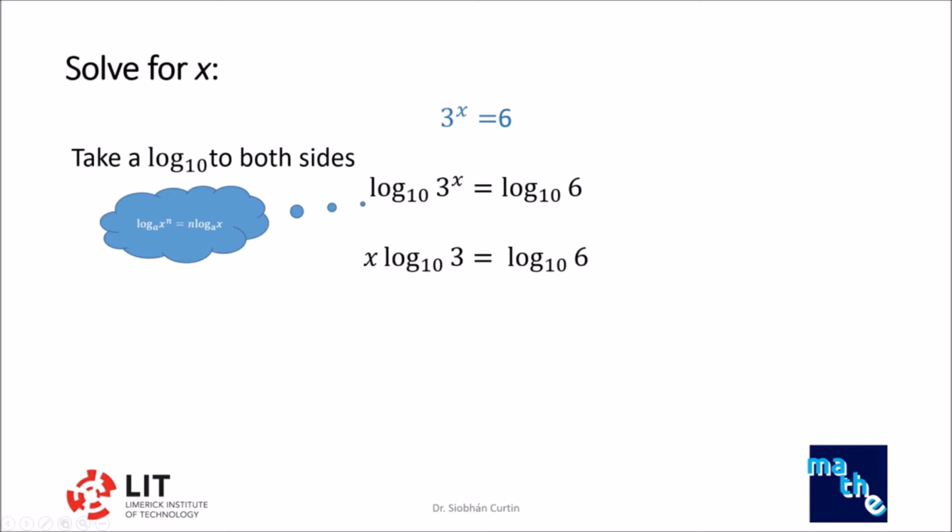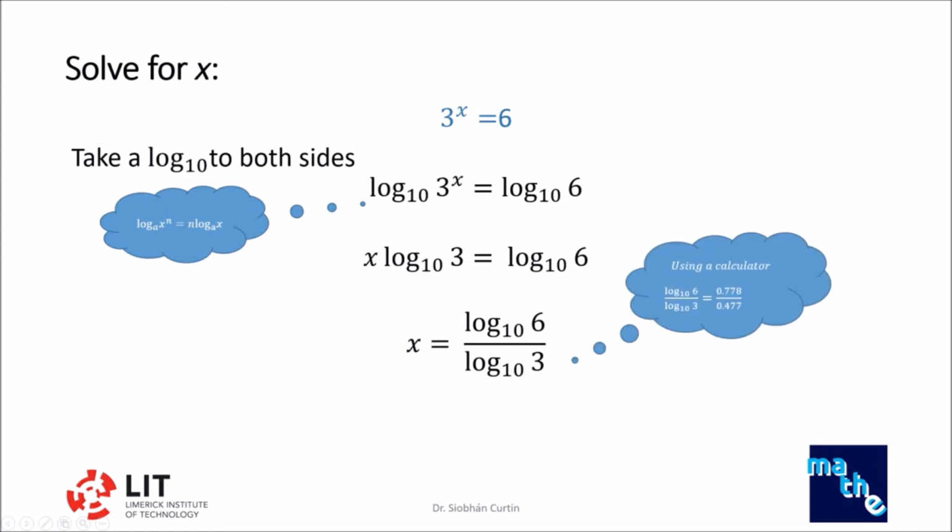Now we want to get x on one side of the equation and all the other terms on the other side of the equals sign. So x is equal to the log of 6 to the base 10 divided by the log of 3 to the base 10. When we work this out, the log of 6 to the base 10 is 0.778, and the log of 3 to the base 10 is 0.477. So x is equal to 1.63. The answer to this equation is x equals 1.63.